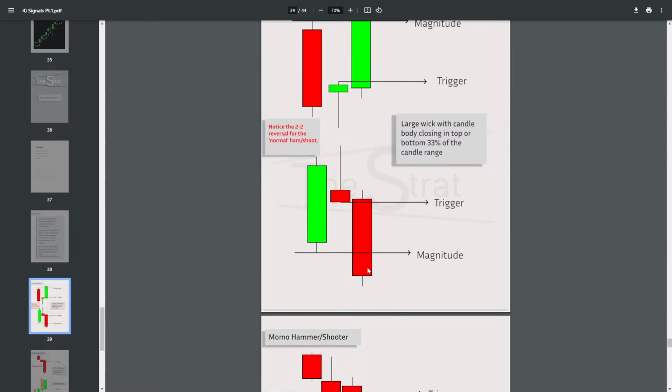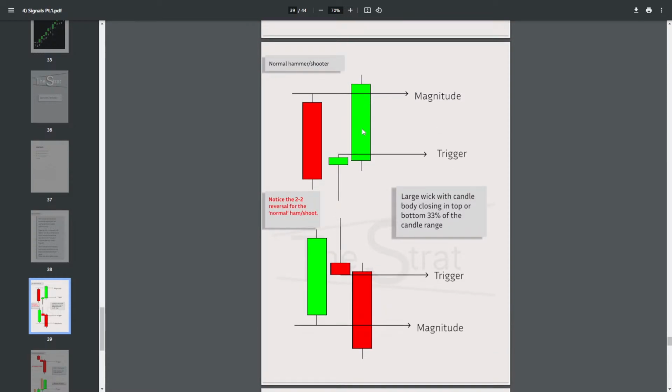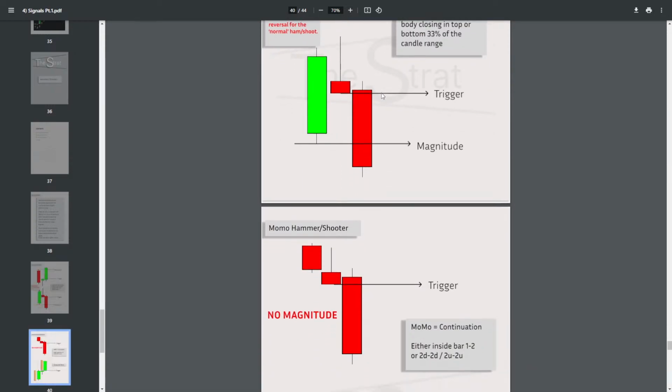And then you're going to see we can also have a shooter. It's the same thing, but the opposite, where it went up, came all the way back in, and potentially trapped guys who try to get long in there, right? People who buy the breakouts of new highs, they're trapped in here, more than likely. And then once this triggers, we're looking for the same 2-2 reversal magnitude, where these 2 bars become an outside bar of this, just like the 2-2s. It's the same exact thing, just the hammer and shooter being different.